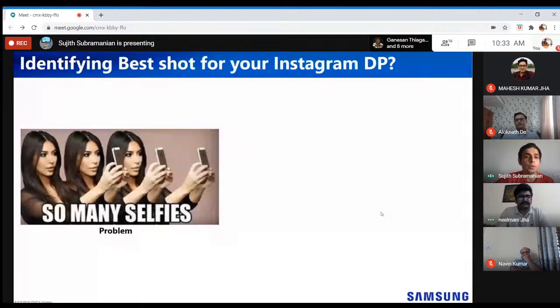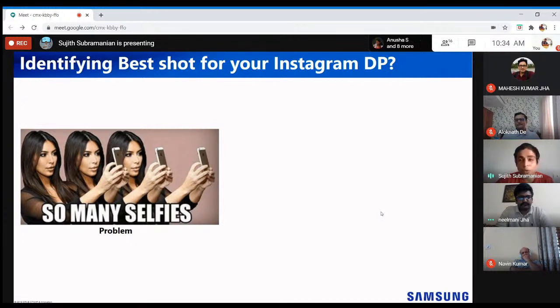Now, you can also find problems which are all around you. In the sense, you see many people taking selfies. What's the problem with taking selfies? Why do people take so many selfies? Because you want the best display picture for your Instagram or for Facebook. But what happens is, a person does not take just one photo. He always takes many photos.